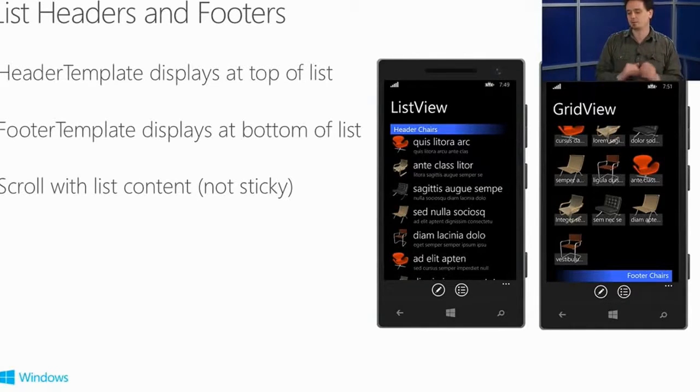I want these data properties to show up, and that's pretty much all you want to do. But the list view and grid view are enormously extensible, enormously powerful controls, and there's a lot of stuff we can do with them. So the header template always displays at the top of your list, and the footer template always at the bottom of the list. This seems kind of obvious.